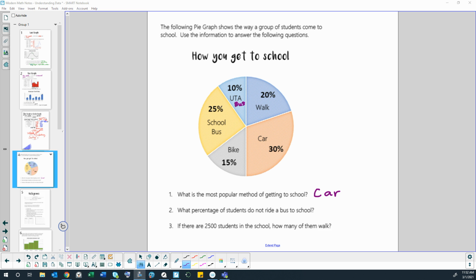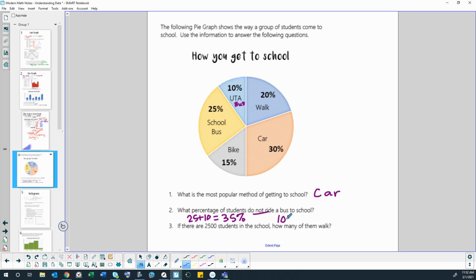All right, what percentage of students do not ride a bus to school? So notice how we have 25% that are riding a school bus and 10% that are riding a UTA bus. I'm going to go ahead and add those together. So 25 and 10 is 35 that do ride a bus to school. What is the question asking? Do not ride a bus to school, right?